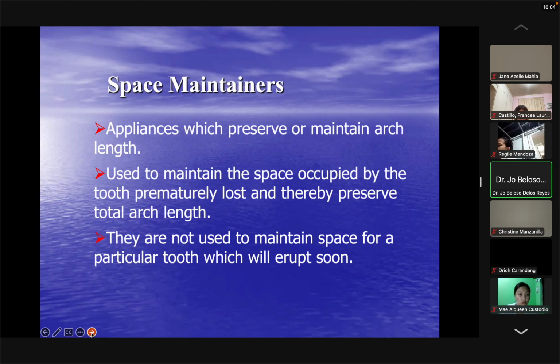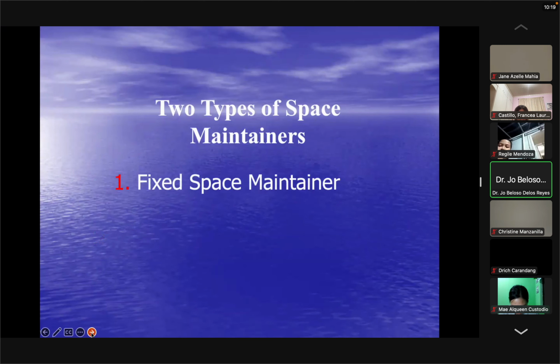So, yun, we don't extract ng basta-basta lang ang mga primary molars because they play a very important role with regards to maintaining the good occlusion. We have two types of space maintainers, fixed and removable. Let's take up fixed space maintainer first.